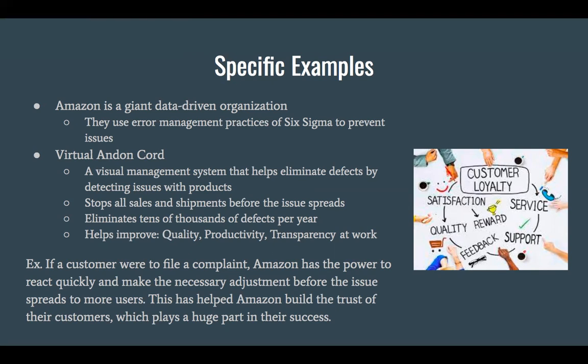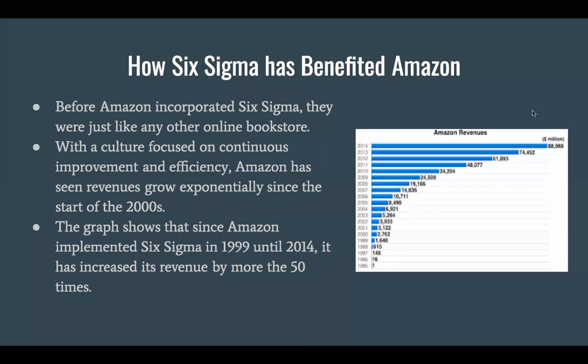This really helps eliminate tens of thousands of defects per year, while it also helps improve the quality, productivity, and transparency at work. So, for example, if a customer were to file a complaint with an order or a product on Amazon, Amazon will go in and react really quick to make sure everything is adjusted before the issue spreads to more users and more customers. And this really helps build the trust of the customers, which plays a huge part in their success. Now I'm going to pass it to Hunter to talk the rest about the benefits of Six Sigma.